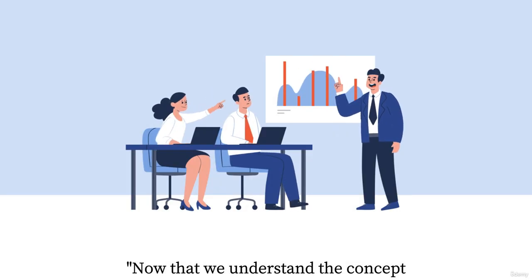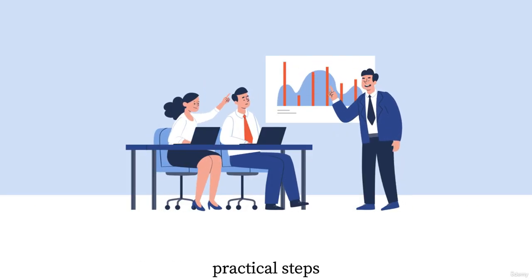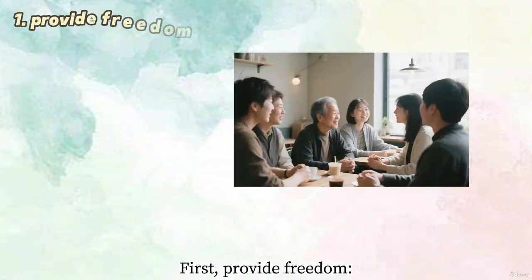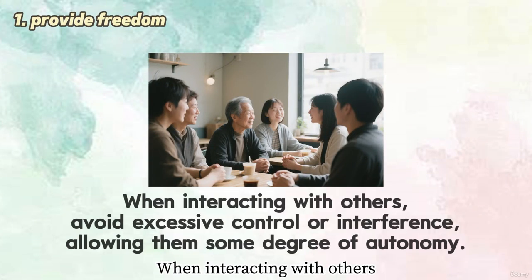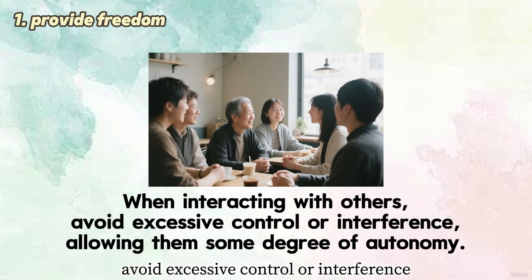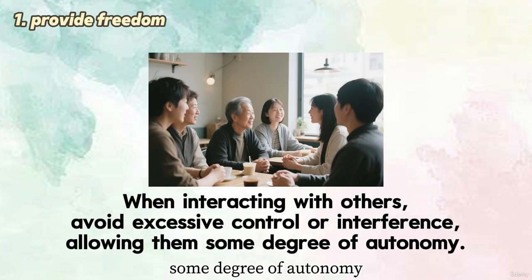Now that we understand the concept, let's move on to the practical steps. Here's how to apply it. First, provide freedom. When interacting with others, avoid excessive control or interference, allowing them some degree of autonomy.